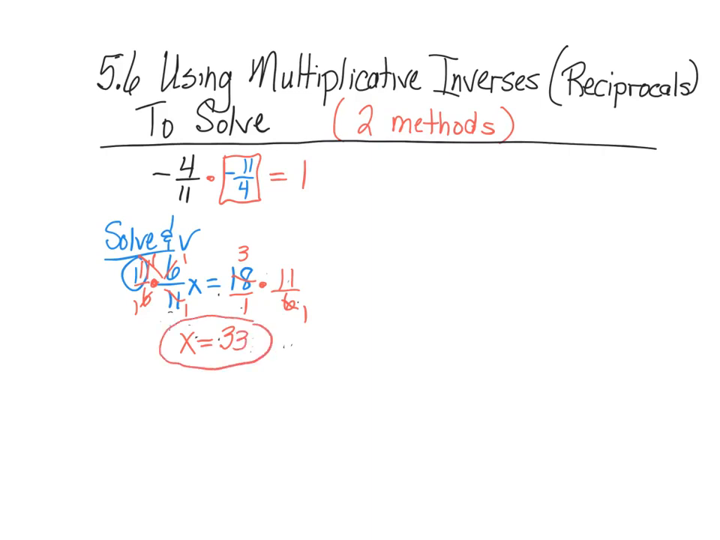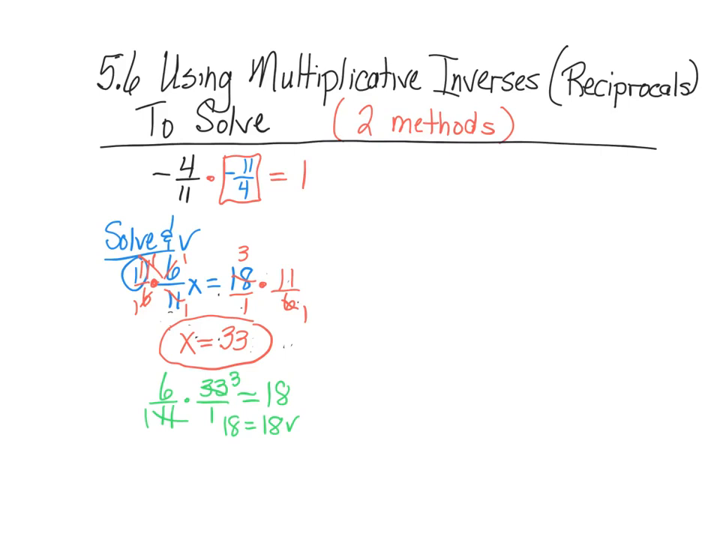And again, how do I know if I'm right? You got it. We have to check it. So I'm going to go into the original problem: 6/11 times 33/1. I want it to equal 18. 11 goes into 33 3 times. 6 times 3 is 18/1, which is 18. And that's what we wanted, and it checks.